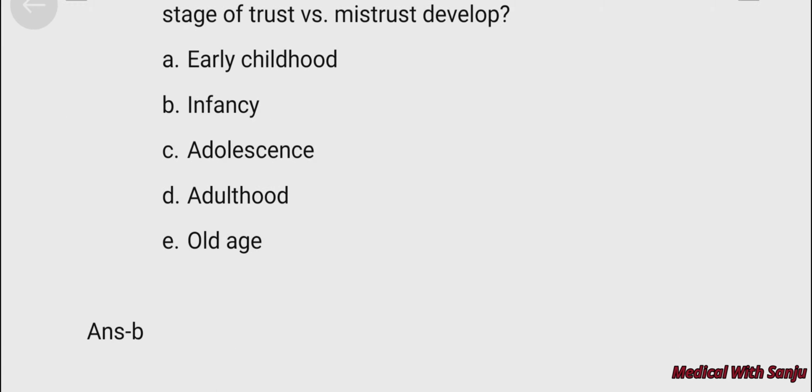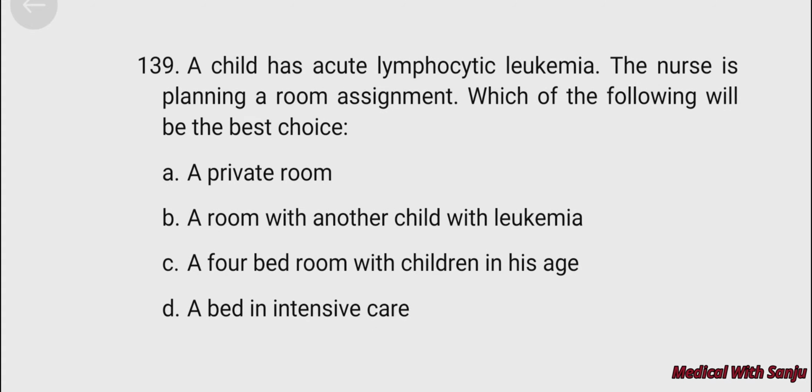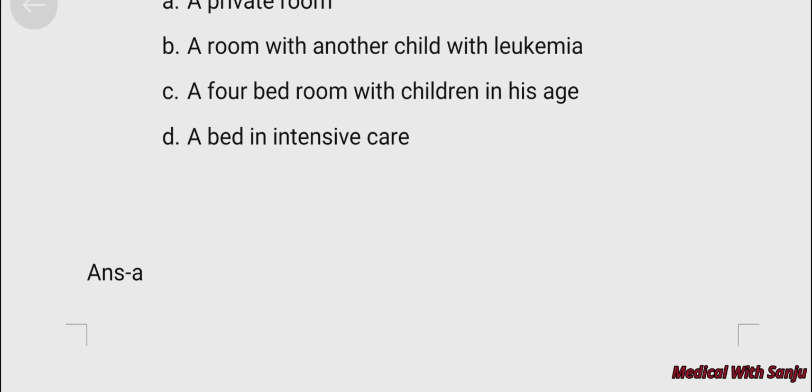Option B is right answer. Infancy. Question 139. A child has acute lymphocytic leukemia. The nurse is planning a room assignment. Which of the following will be the best choice? Option A. Private room. Option B. A room with another child with leukemia. Option C. A 4-bed room with the children in his age. And option D. A bed in intensive care. A private room. Option A is right answer.